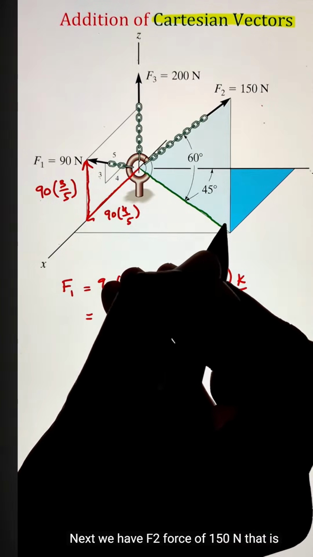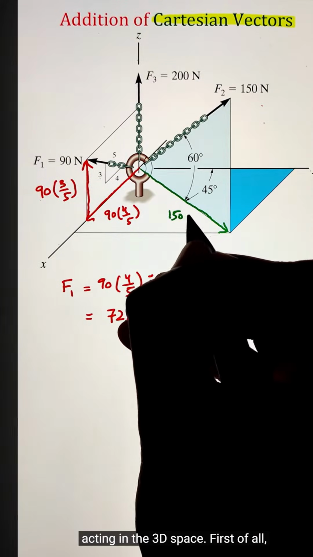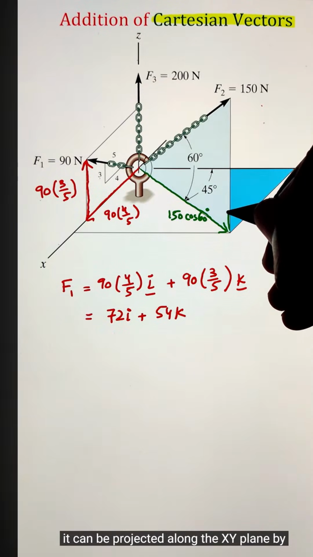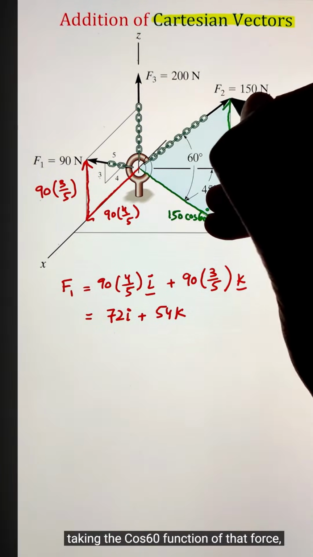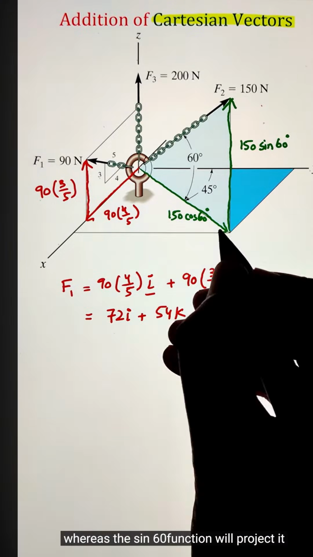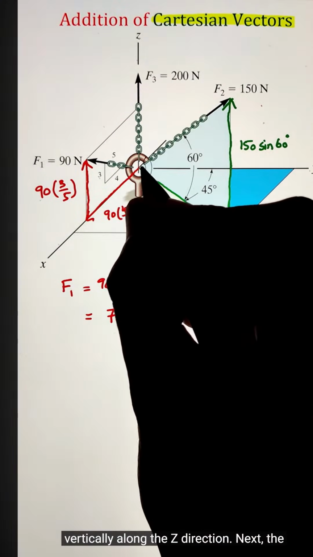Next, we have F2, a force of 150 Newton that is acting in the 3D space. First of all, it can be projected along the xy plane by taking the cos 60 function of that force, whereas the sin 60 function will project it vertically along the z direction.